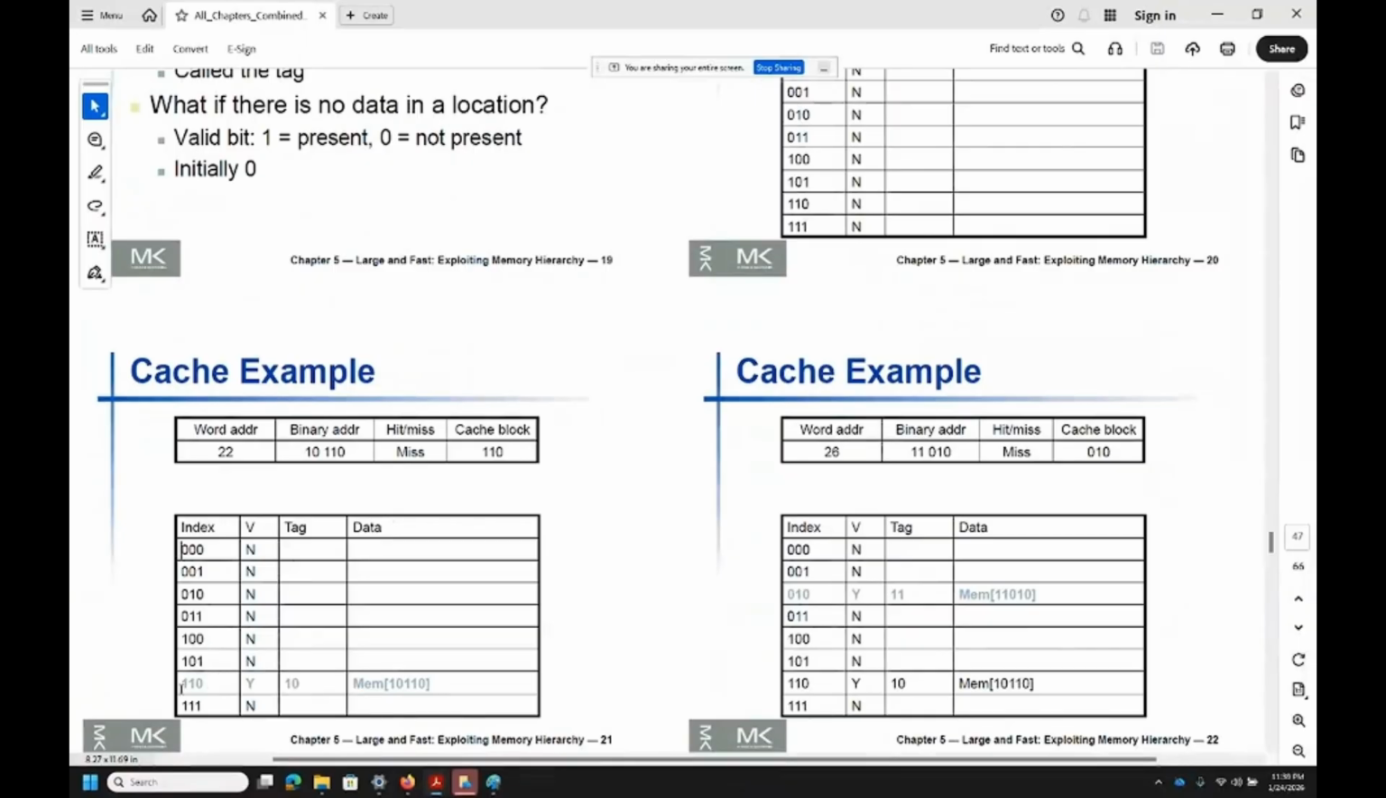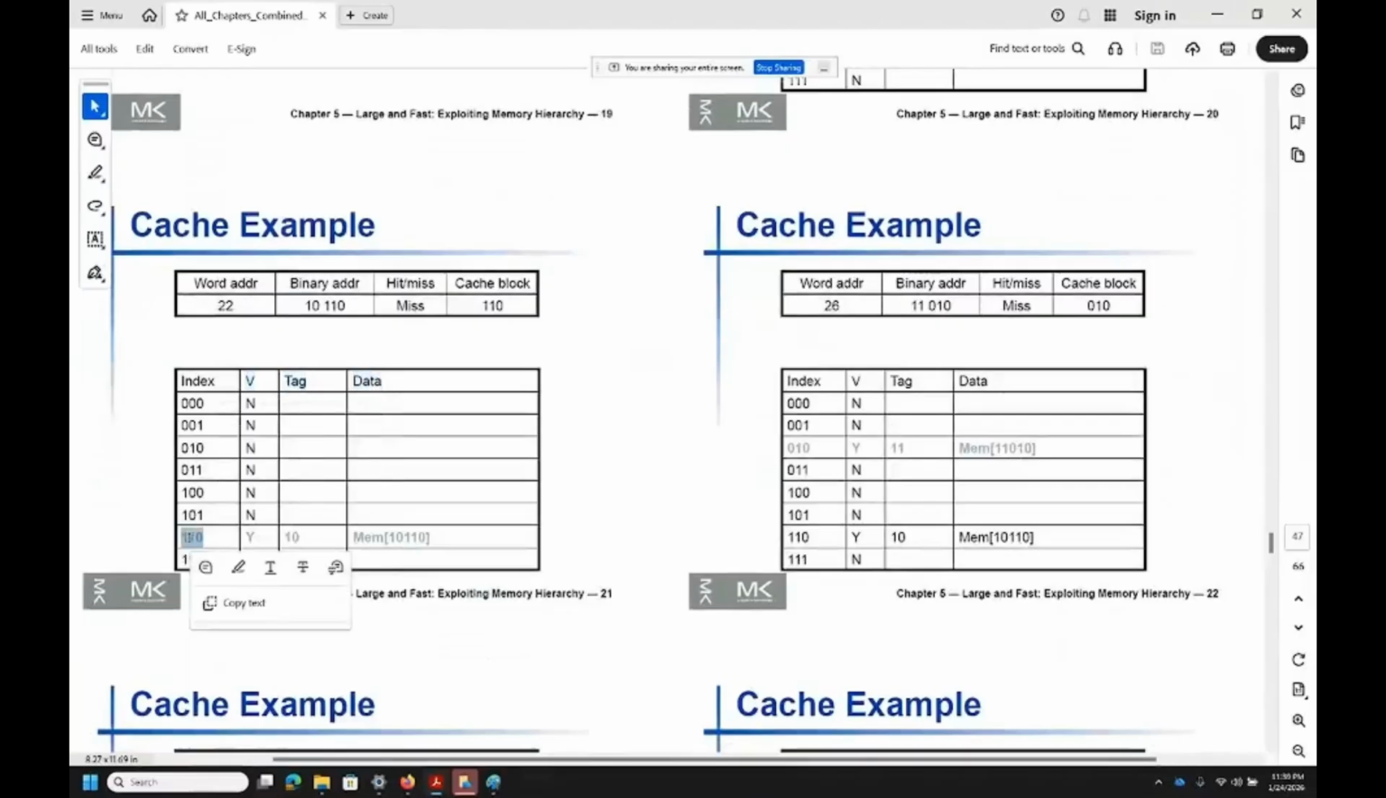Sixth block, as in, actually the seventh block because it starts at 000 instead of 001. So it's stored in the second last block, which is block number 6, in a range that goes from 0 to 7. The valid bit is turned on to true, and the tag bit here is 10, which is the upper two bits of 10110. Okay, and the memory location is 10110.